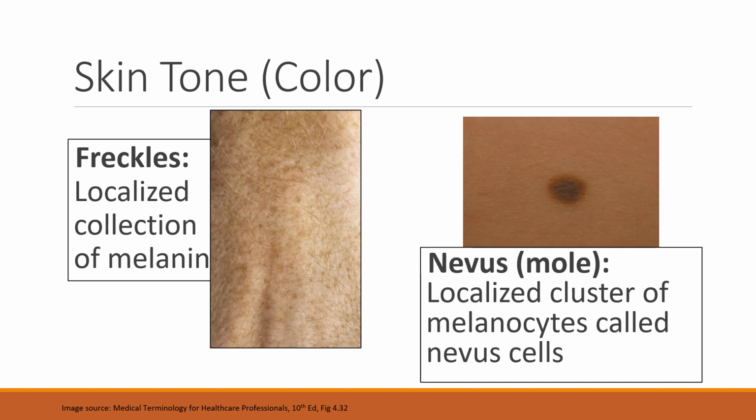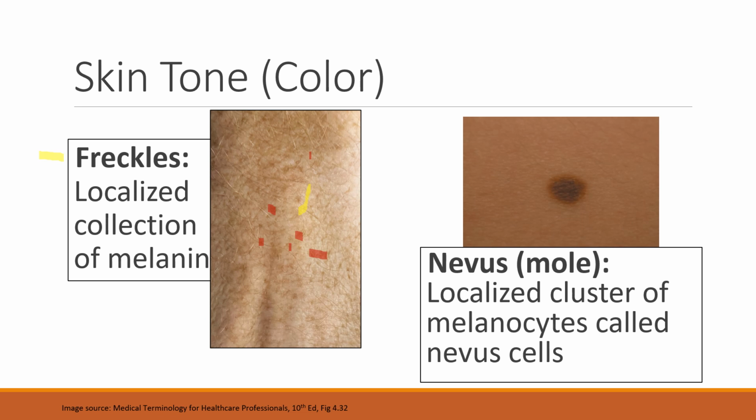The other thing about the effects of ultraviolet radiation on the skin and melanin production, think about freckles. So here's an image of fair skin with various freckles. You can see the pale skin around there, and then the orangish spots or splotches. These are freckles. What are freckles? They are a localized collection of melanin.